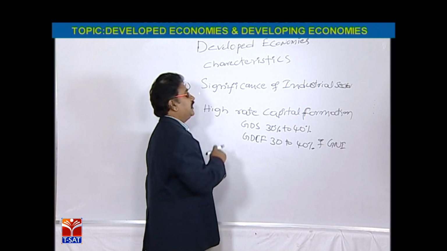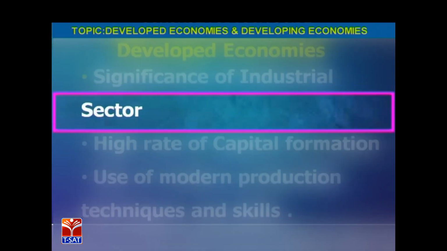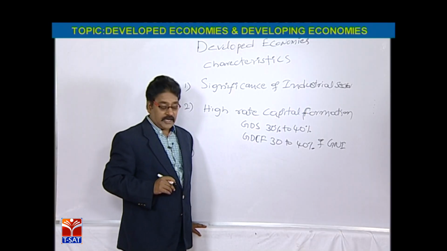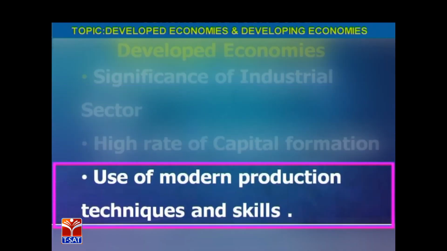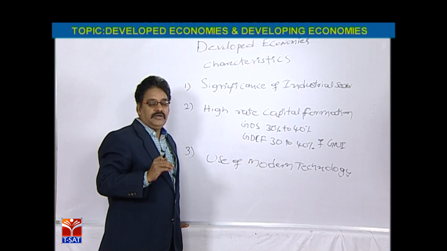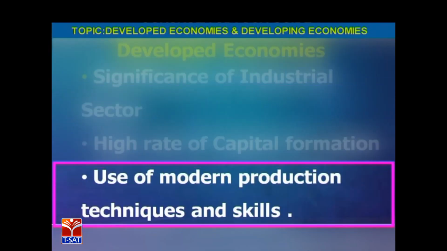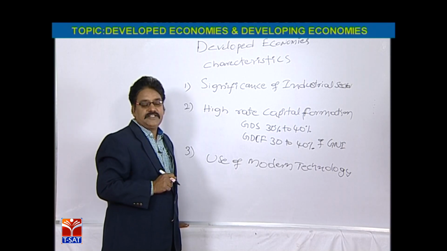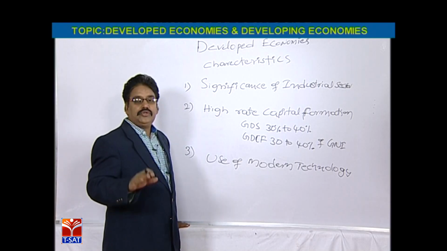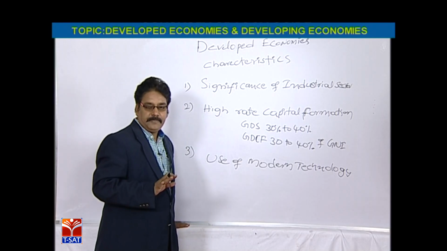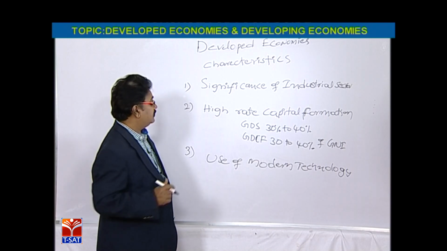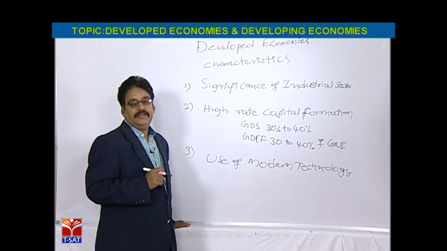That is the thing we can observe in developed economies: a high rate of capital formation. The third characteristic is the use of modern, highly sophisticated technology. The methods of production are very advanced. They use advanced technology in production. In that way, we can observe the growth rate of that country is very high. They use advanced techniques in the production process, so modern technology is available to them.